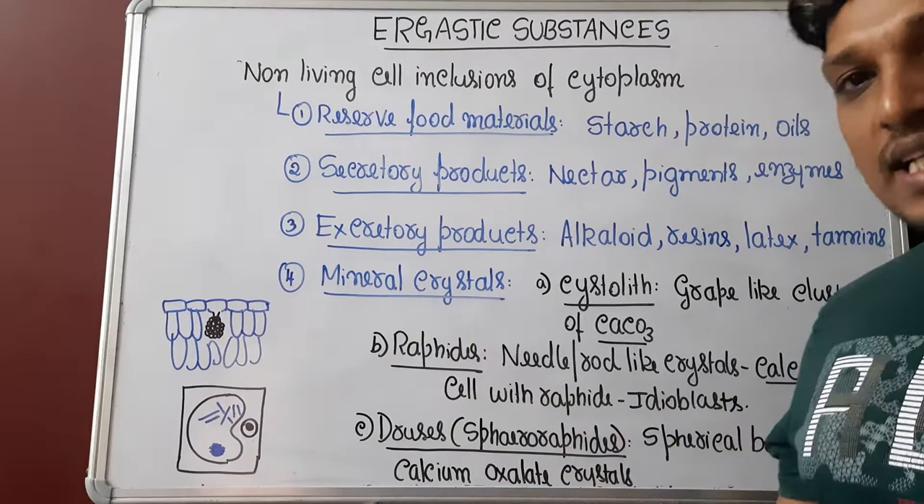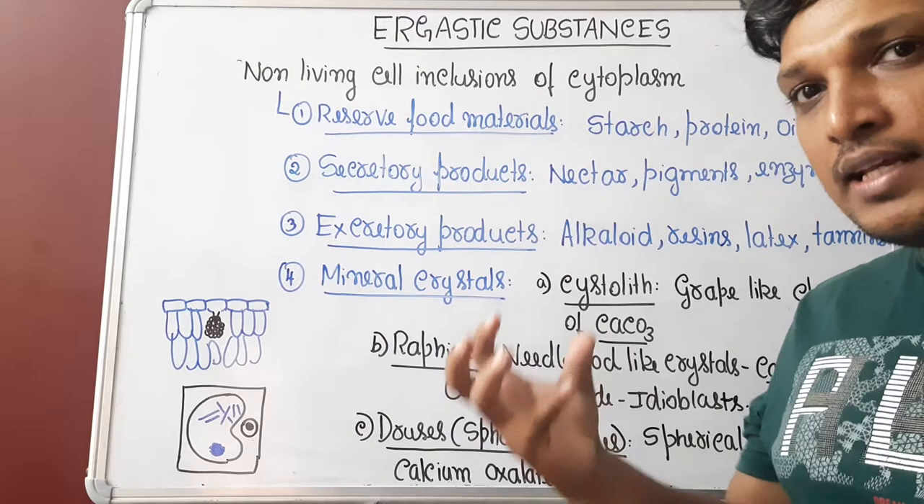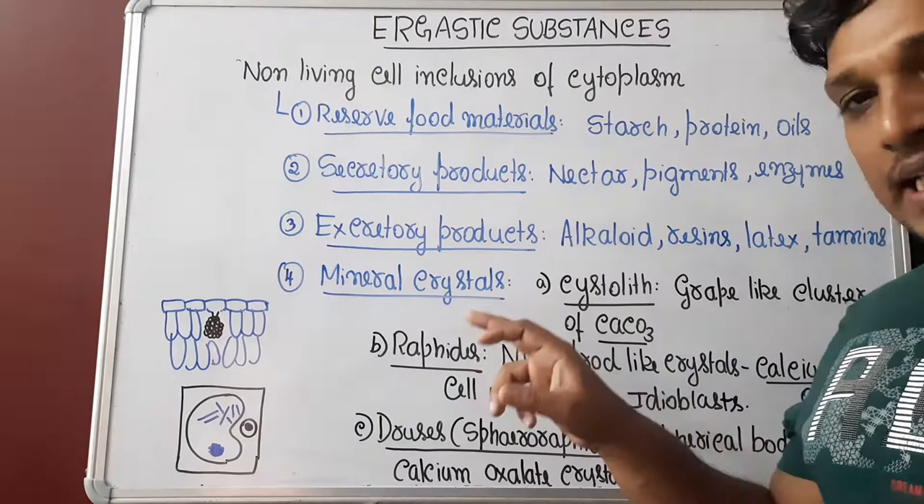Mineral crystals. Mineral crystals are the ergastic substances made up of minerals, and they are found in the crystalline solid form. It is of three types.